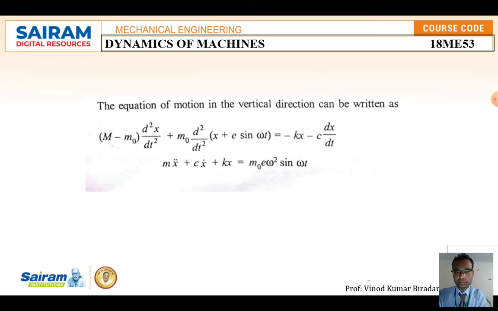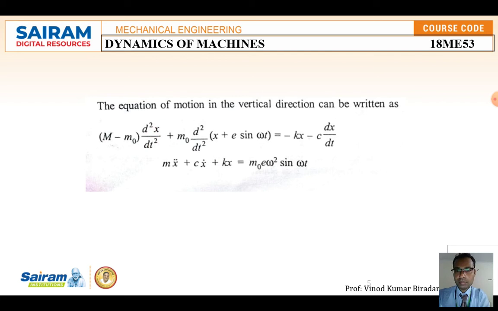Here, M and m naught: M is the total mass, and m naught is the mass present in that particular component, including this mass. The non-rotating mass of the machine is M minus m naught.